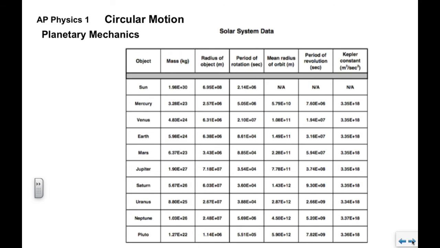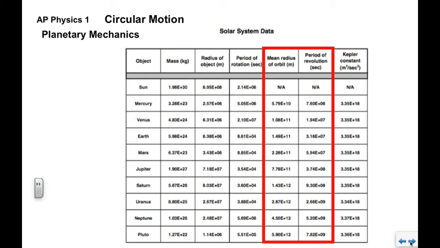Now this is what the solar system data table looks like. Again, you see all the major objects in the solar system. This includes Pluto; the table was made before Pluto got demoted a couple years ago. You can see this column is the mass of the object. Then we have the radius of the object, the period of its rotation, which we will probably not use at all. Then we have the two big ones, which are the mean radius of orbit and the period of revolution.